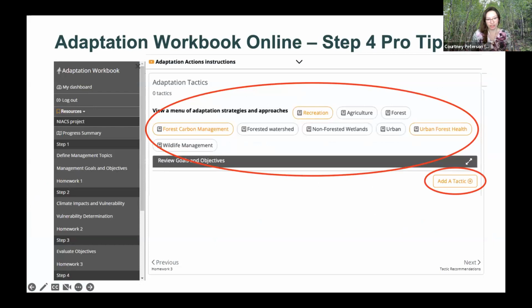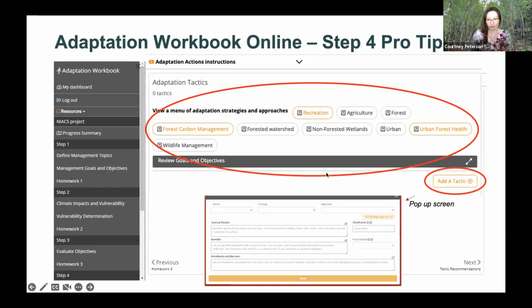So when you enter the adaptation workbook, you'll go to step 4, make sure you use your little carets to navigate around the screen. And what you'll see is this list of the different menus of strategies and approaches. And so you can click on any of them and it'll open up a new browser or tab, and you can look through the menu and the strategies and approaches for each of those different menus. And then the key button you're going to want to focus on is that Add a Tactic button. So you'll click on that and it'll pop up another box.